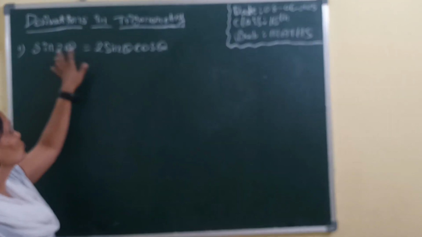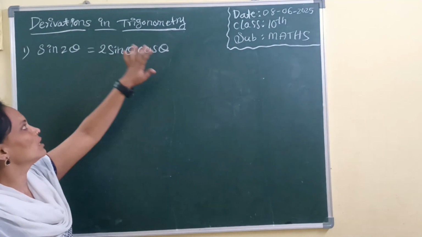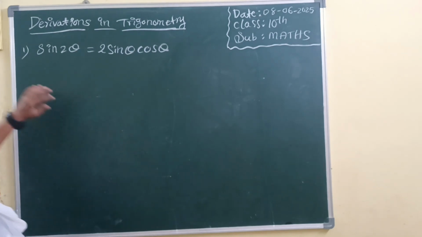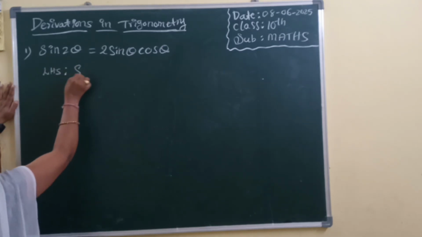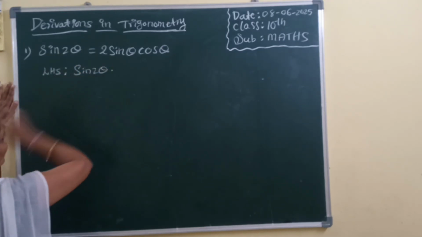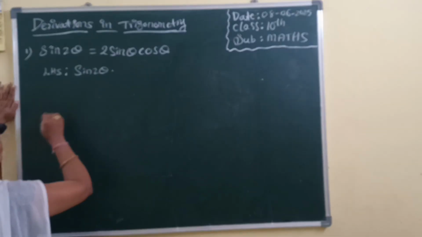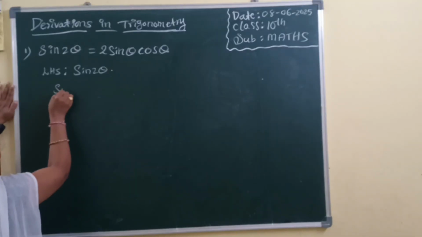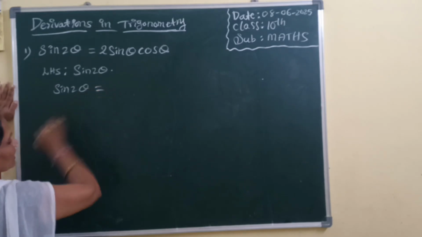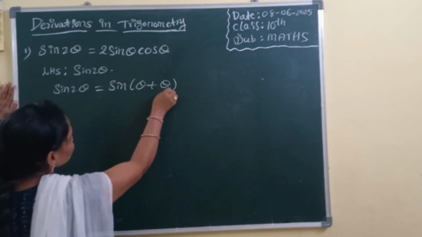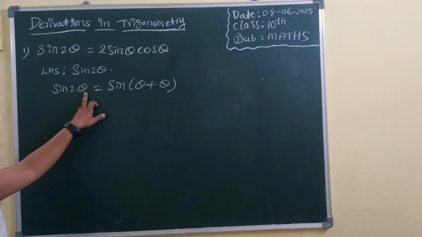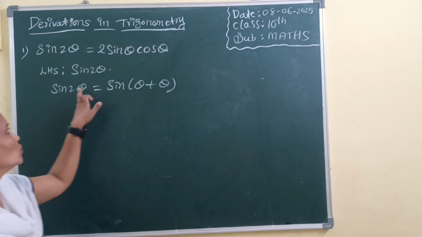Sin 2 theta is equal to 2 sin theta cos theta. How it will come? Let us see. I am taking LHS. What is LHS? Sin 2 theta. Now sin 2 theta we can write it as sin of theta plus theta. 2 theta, so theta plus theta.